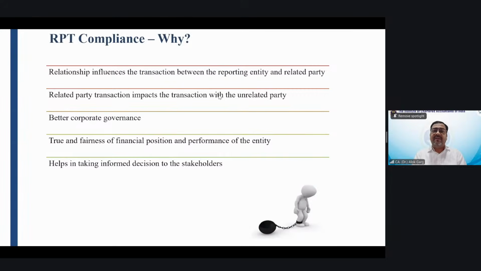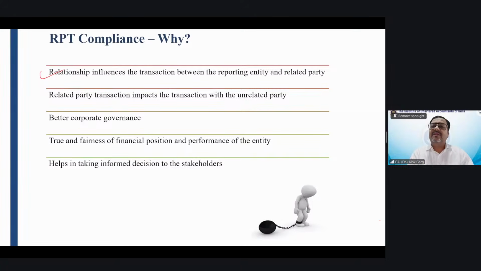Now, RPT compliances. Why is it very, very, very important? As I told you, the relationship influences the transaction between the reporting entity and the related party. Friends, let me give you a classic example. There was a subsidiary company and the turnover of the subsidiary company was 100 crores.